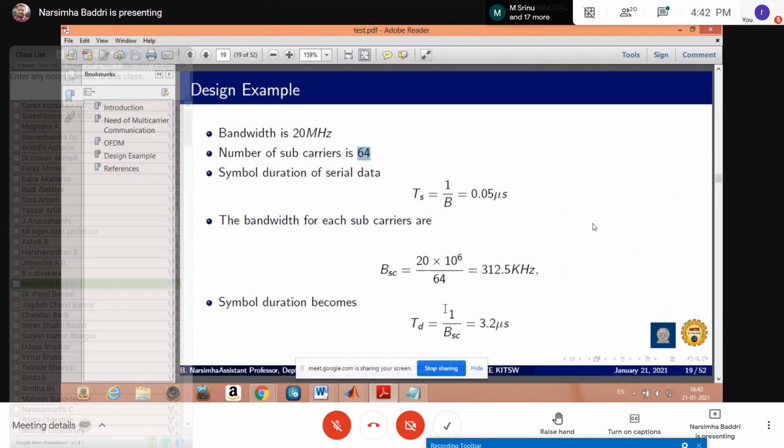From these two parameters, we can derive all the remaining parameters. What should be the symbol duration? What should be the cyclic prefix length? How many bits are we getting? All these things. If the bandwidth is 20 megahertz, the symbol duration you can simply calculate with the formula Ts equal to 1 by B, that is equivalent to 0.05 microseconds.